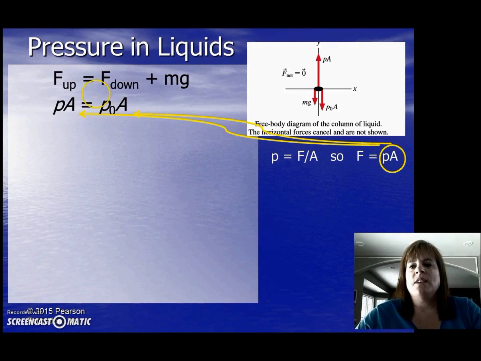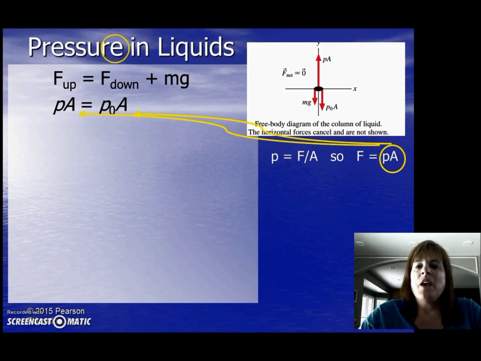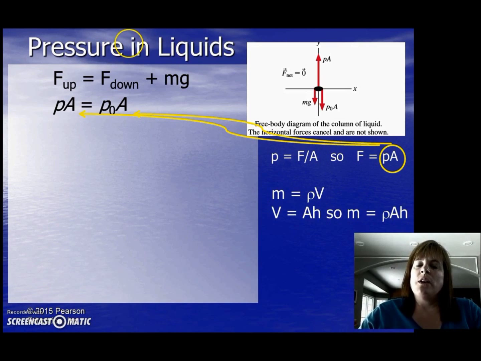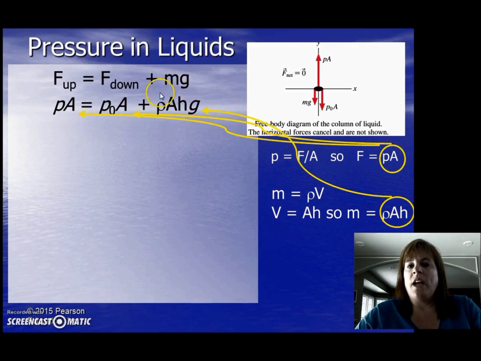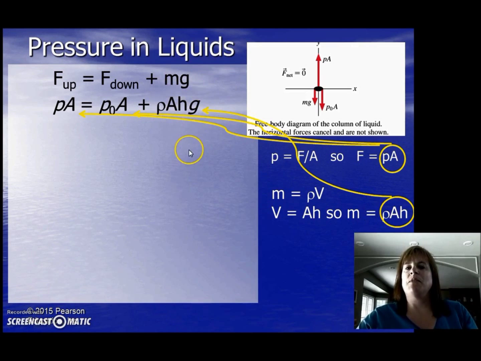And then what do we do with this mg term, with the weight of the liquid? Well, if I know how much liquid is in there, I could put that in there. But we have density now. And if we rearrange our density equation, we have that mass is equal to density times volume. And of course, I don't have any volumes in my equation over here, so let's get rid of volume and put in area times height. That's equivalent to volume. So that means my mass becomes density times area times height. So I plug that in for my weight, and now we can do some simplification.